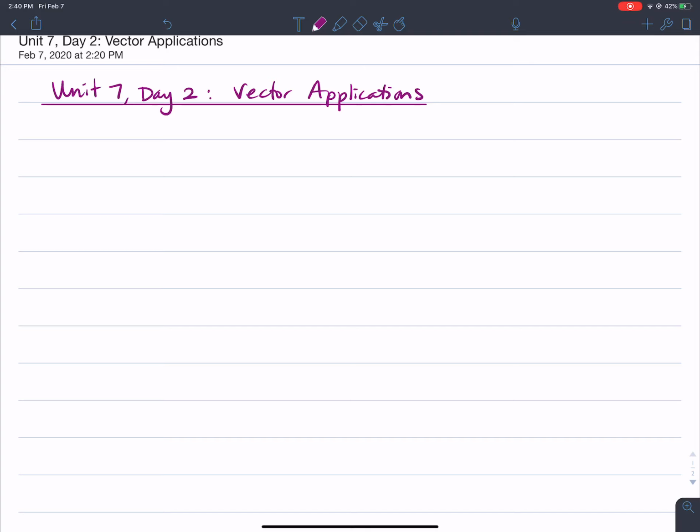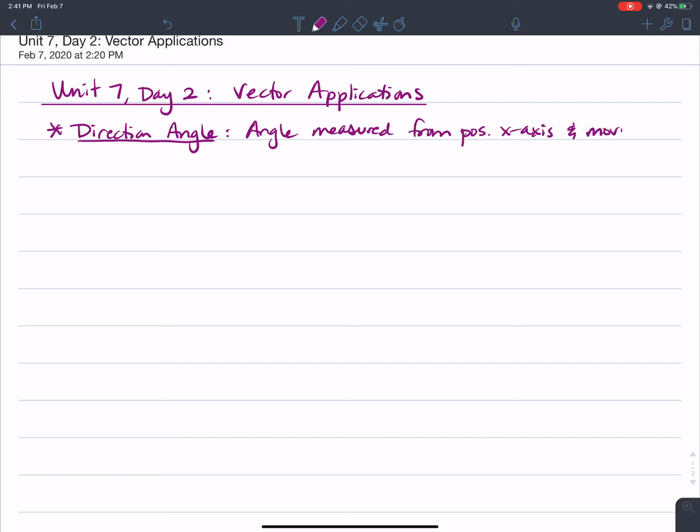Before we begin, let me just define one term here, and that is a direction angle. That term gets thrown out a lot, and so I just want to make sure we're on the same page with that. A direction angle is the angle measured from the positive x-axis and moving counterclockwise.